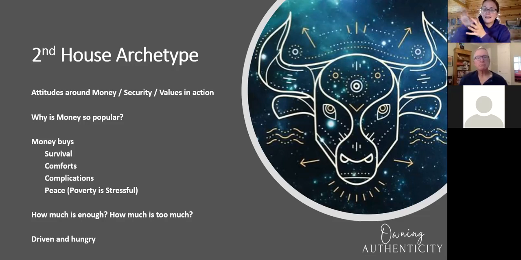The other path is like you've got $4 million in retirement accounts at age 35 because you're really covered for the future. So depending on what's going on in your second house, what values you have, your definition of security is very different, and your approach towards money then is very different.